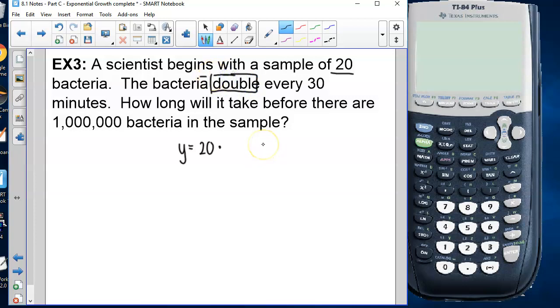It doesn't tell you the percent increase. It tells you it's doubling. So if it doubles, what are we multiplying by? 2. Just 2. Okay? To the x power. But you got to be really careful here. Okay? Y is the number of bacteria.